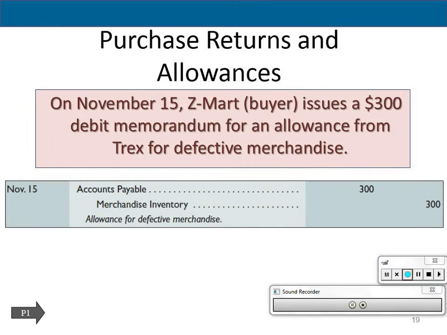That's an allowance. That's not a return. I mean, they returned it because it's defective, but it can't be put back on the shelf to be sold again because it's defective. So we call that an allowance. So they're going to give them the whole amount back? No, just 300 of it, because only 300 was defective.